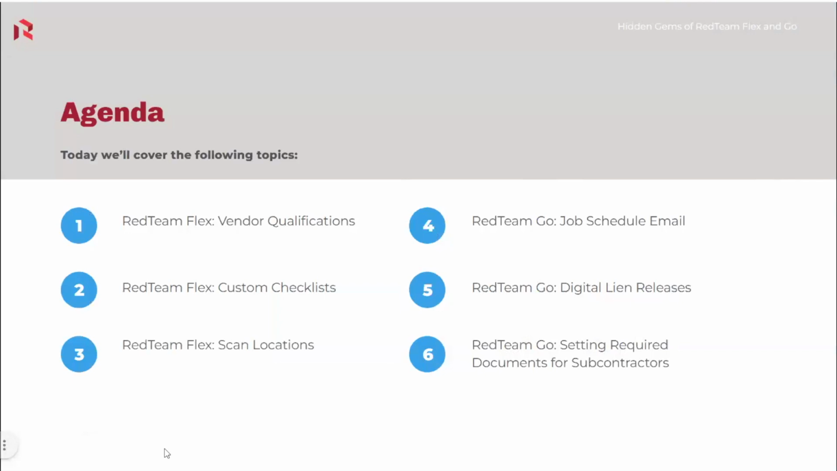What we'll be covering today, the first three items you see here are for RedTeam Flex, which is our flagship platform. We'll talk about the differences here in just a moment. We're going to be going over vendor qualifications, which is a feature that not everyone uses to help with bid solicitations. We'll talk about custom checklists within RedTeam Flex, along with the scan locations option from your mobile app. And then we'll transition to RedTeam Go. We'll be talking about job schedule emails, digital lien releases, and setting required documents for your subcontractors.